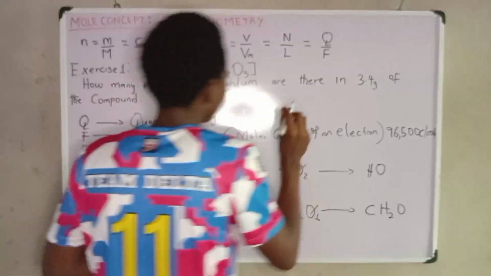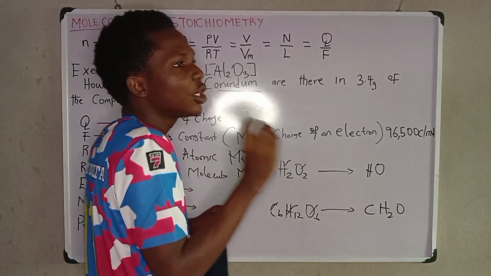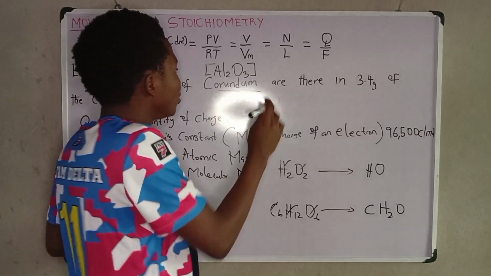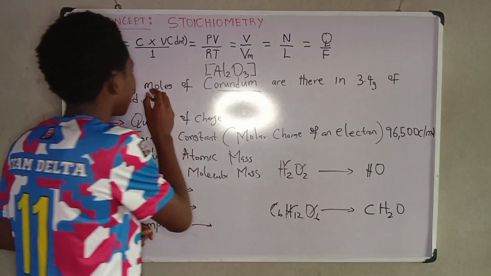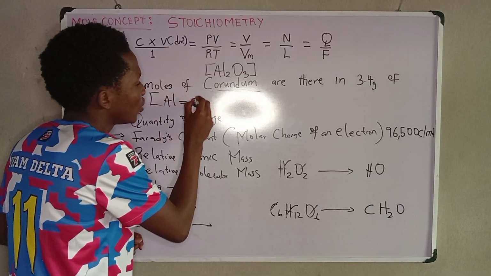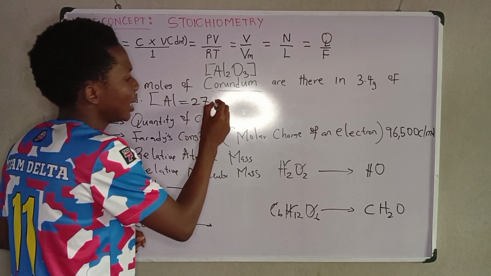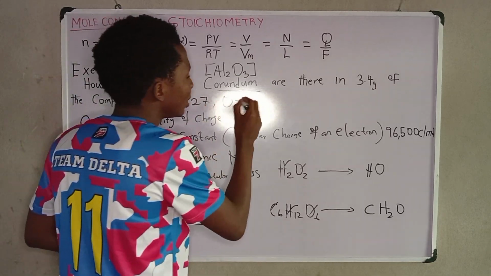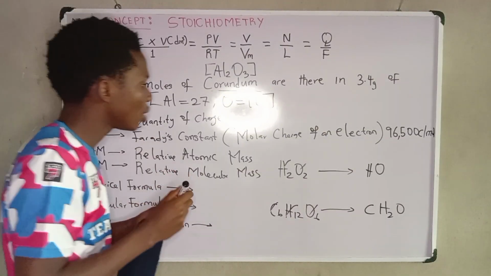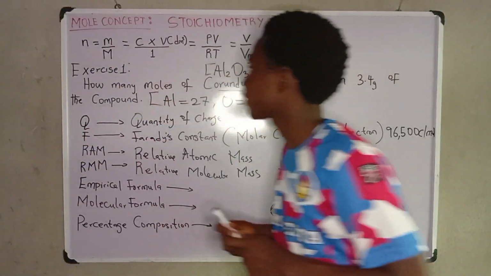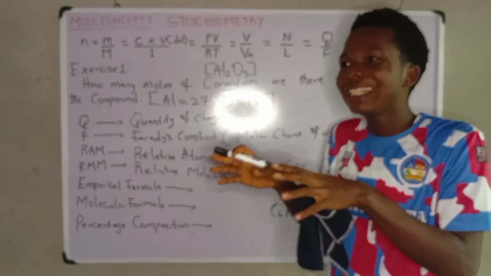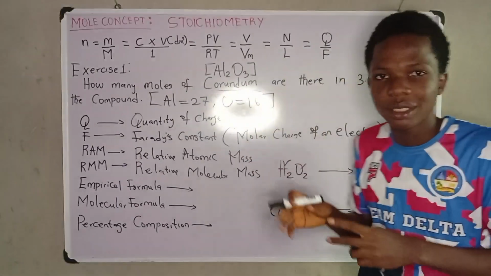So now I'm going to give you these values. Normally in questions like this, you will likely see the values of the elements. Aluminium is 27. Then oxygen is 16. But it's good for you to know them so that you don't run into trouble. Now I believe we're able to understand the basic concept of stoichiometry.